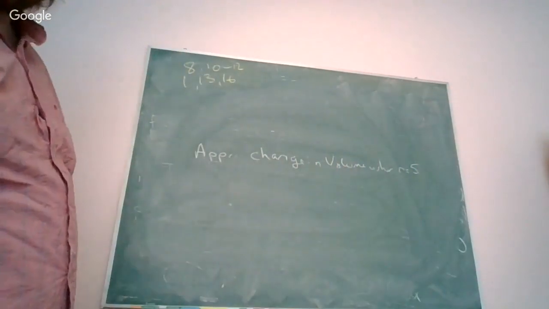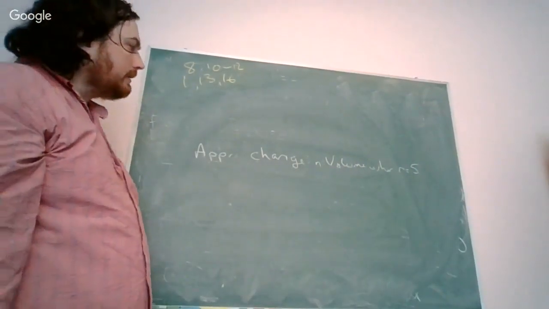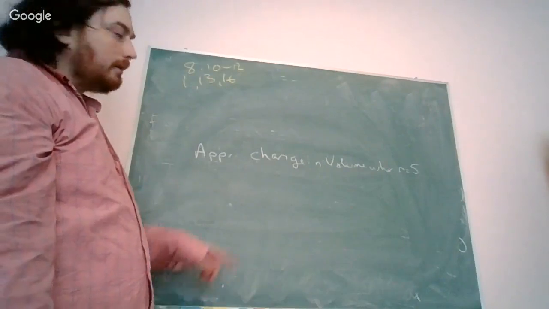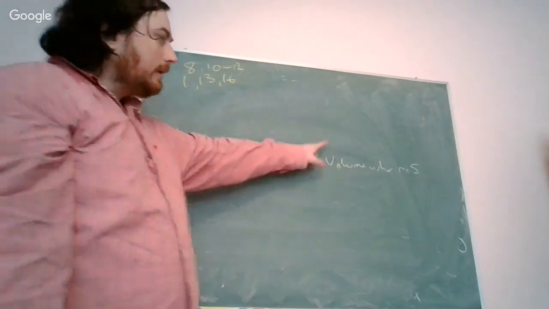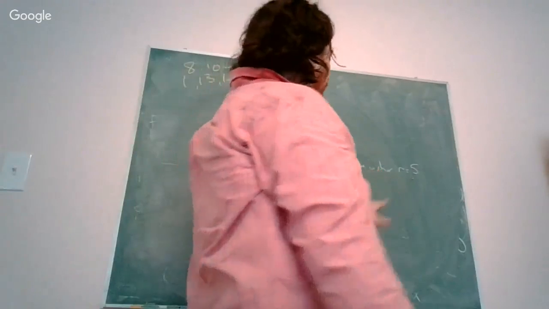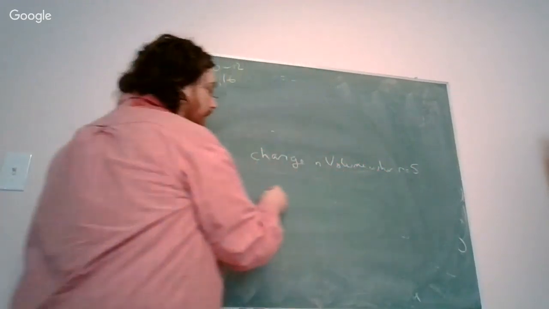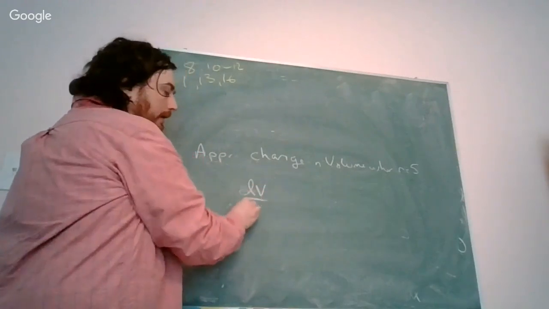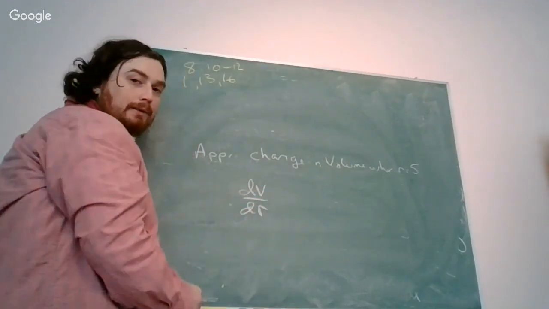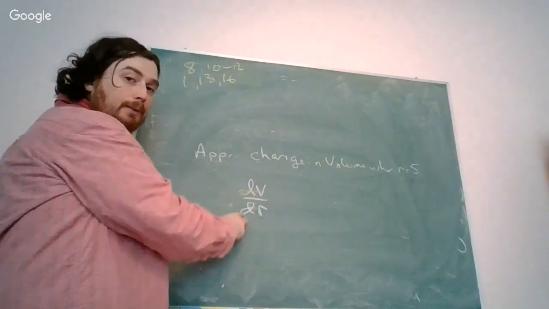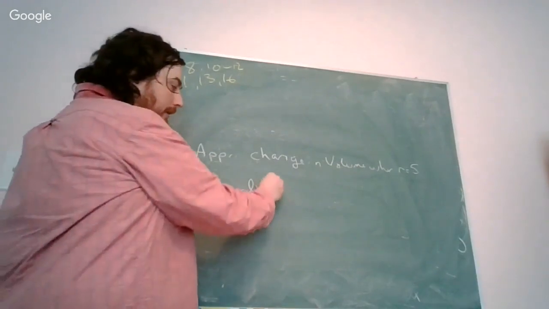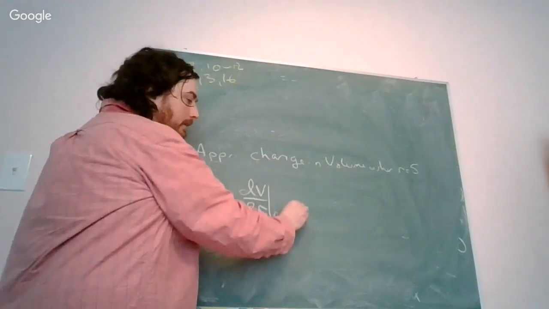So the important part here, beyond anything else, is the reminder that the change in volume with respect to the radius is dV/dr. The change in volume with respect to radius. And so what they're asking is just find dV/dr when r is 5.